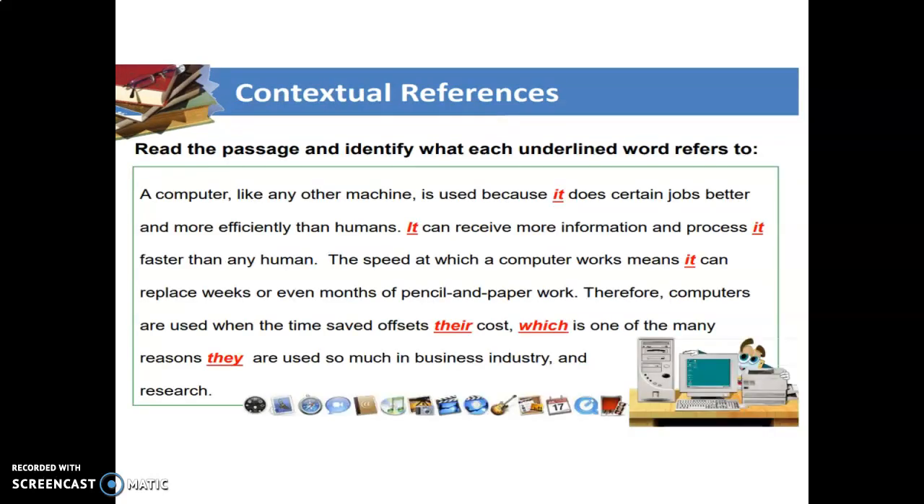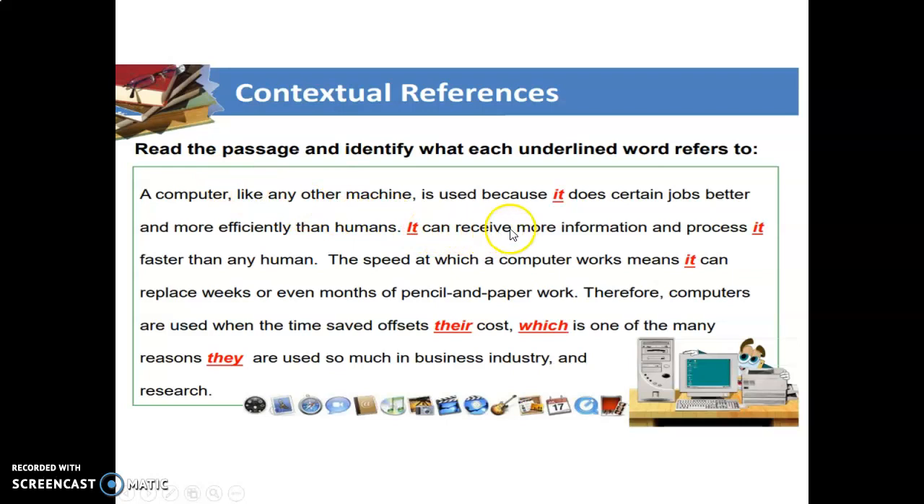Okay, look at this paragraph. You'll see some words, some pronouns that are highlighted in red. So try to understand what they refer to. Let's read it together. A computer, like any other machine, is used because it does certain jobs better and more efficiently than humans. So what does it refer to in this text? It refers to, yes, that's right, a computer.